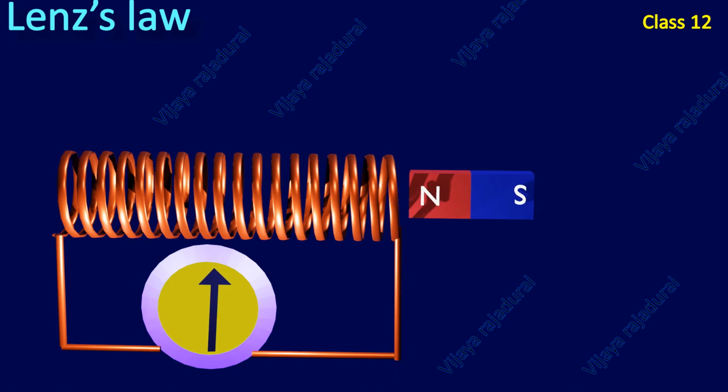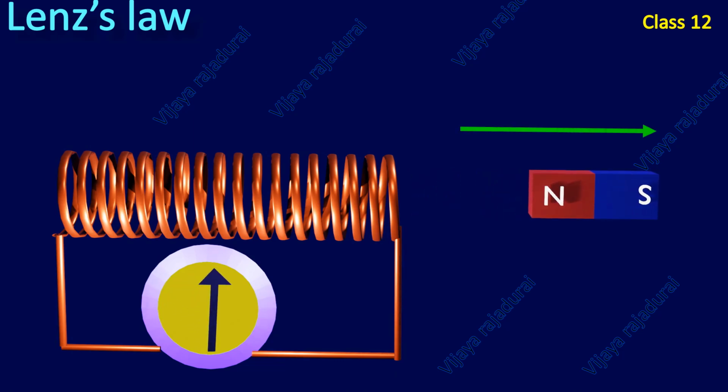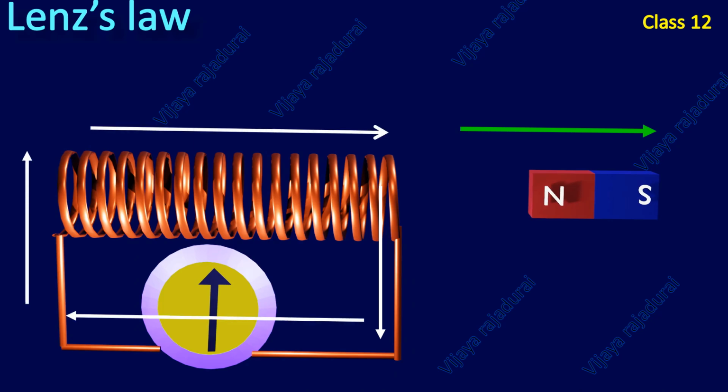If the north pole of the bar magnet is being withdrawn from the coil, the magnetic flux through the coil will decrease. To counter this decrease in magnetic flux, the induced current in the coil will flow in clockwise direction and its south pole faces the receding north pole of the bar magnet. This would result in an attractive force which opposes the motion of the bar magnet and the corresponding decrease in flux.